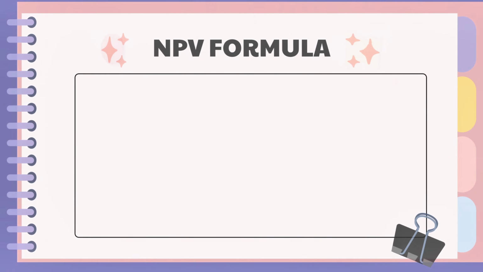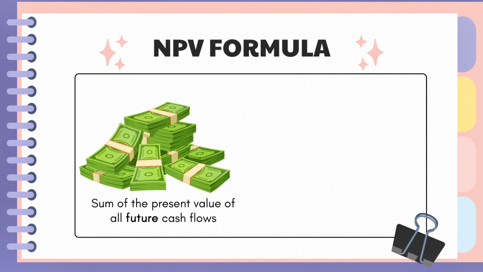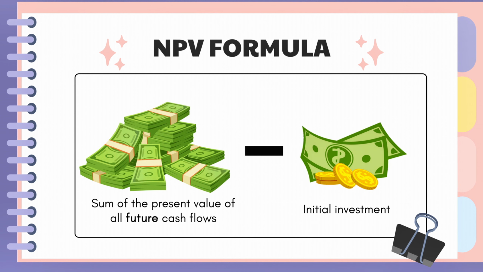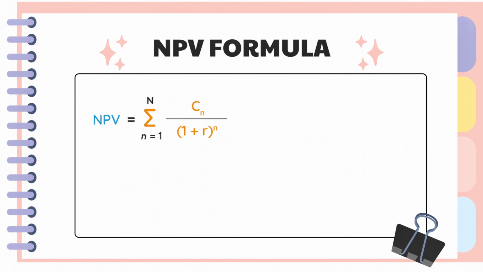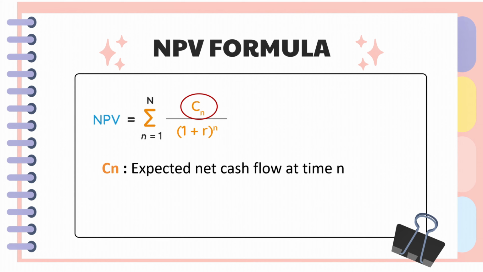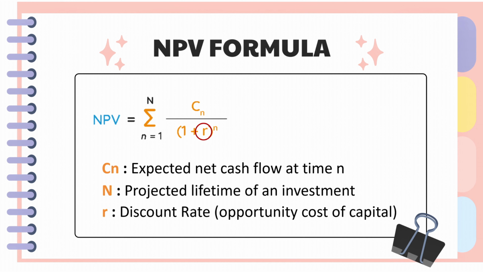That is why the simple calculation of NPV can be found by subtracting the initial investment cost from the present value of all future cash flow generated by the investment, to see if an investment is worth more than what we have paid. Now let's organize this cash flow into a formula. The term CN in this case is the expected net cash flow at time N, while N is the projected life of the investment. And finally, R is the discount rate, also known as the opportunity cost of capital.